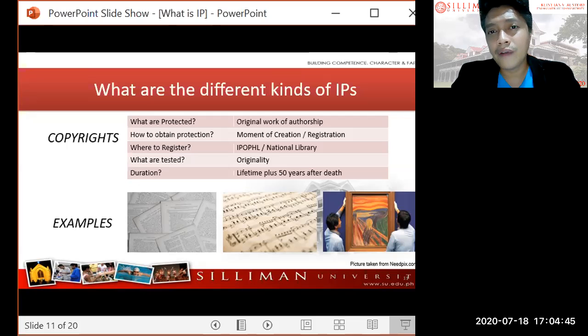In copyright, you also have to consider what we call moral rights. They allow the author or creator to take certain actions to preserve and protect their links with their work. The other one is economic rights, which allow owners to derive financial reward from the use of their work. Okay.